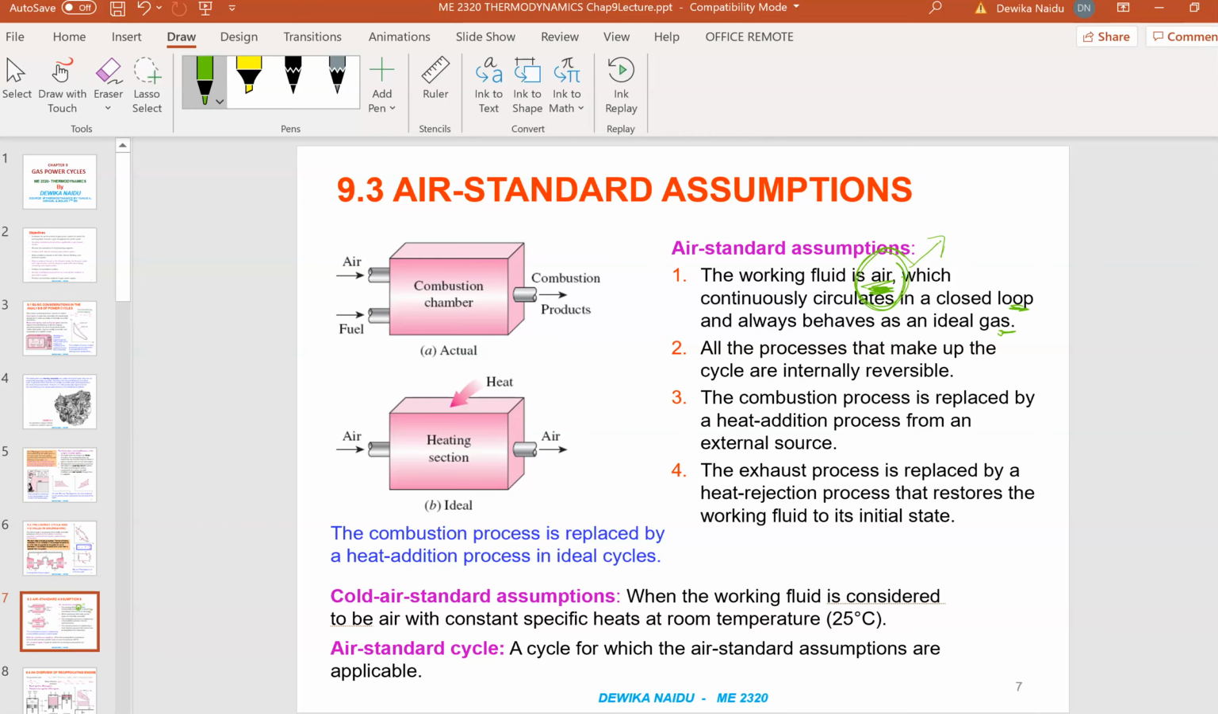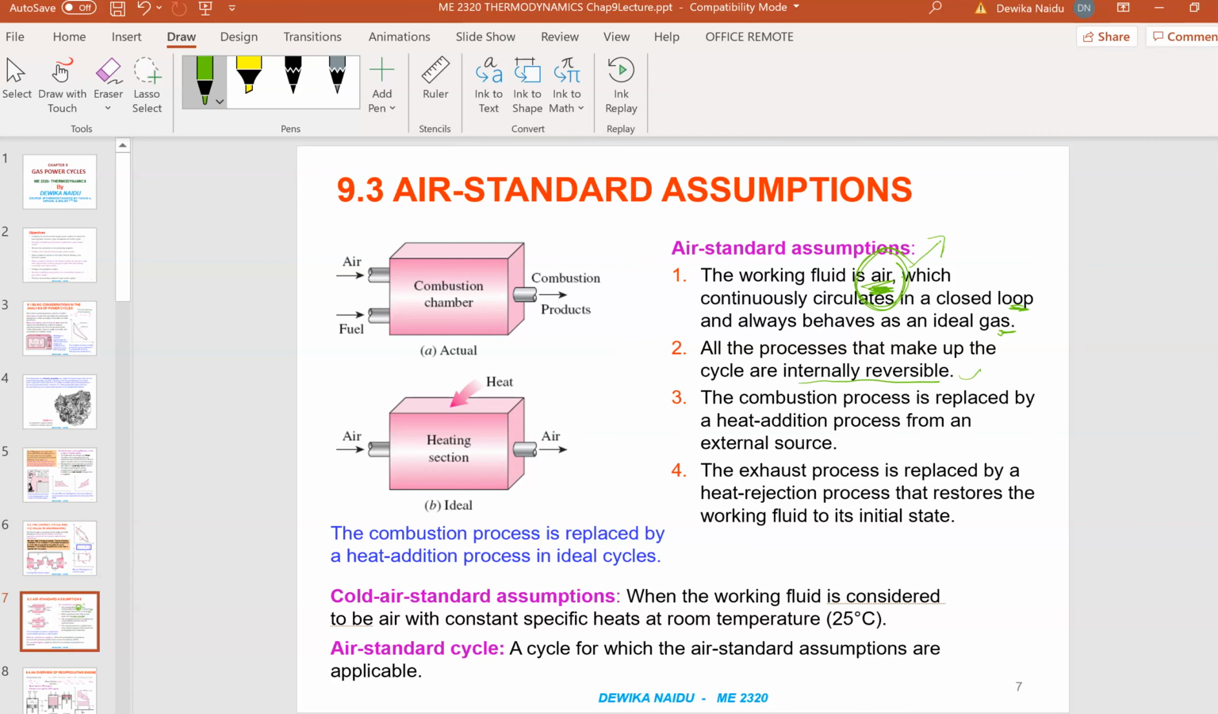The next one is all the processes that make up the cycle are internally reversible. So it's a perfect process. There's no friction, no heat loss, nothing. It's just so perfect. That is another assumption that we need to make.